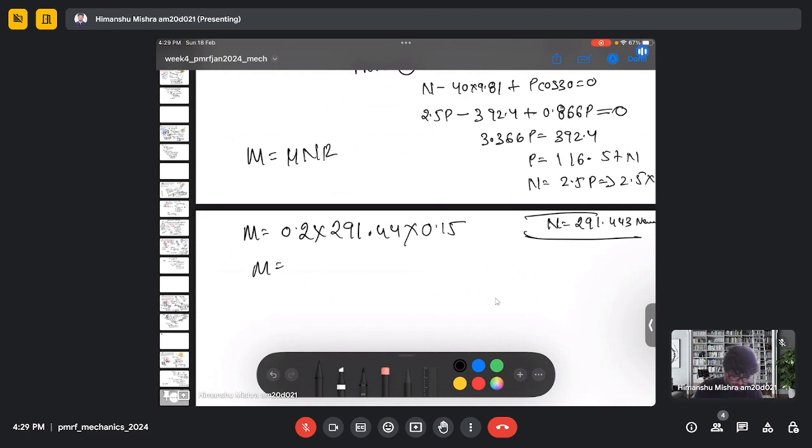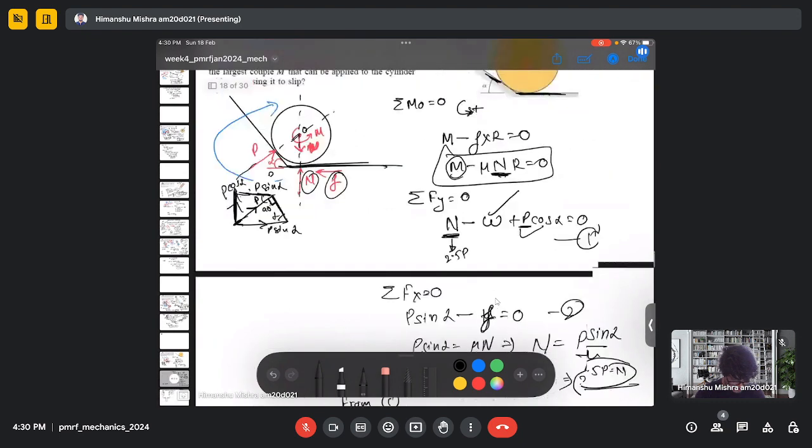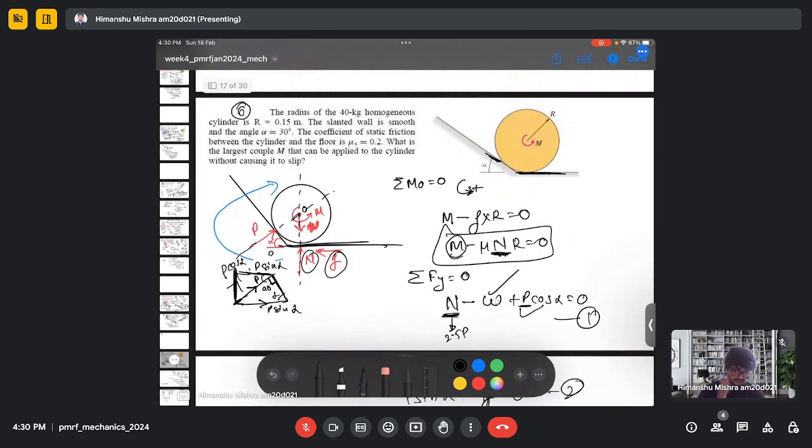So my M will come out to be 8.743 Newton. So this is my moment which we required to find. So just to recap, we are given the weight of the cylinder, friction force, normal reaction, and normal reaction P due to the inclined wall as well. And we need to find the unknown moment M.